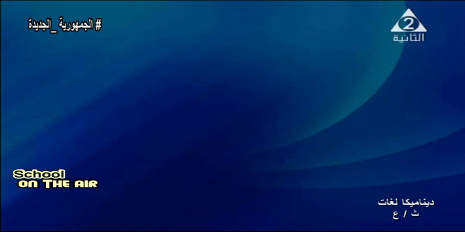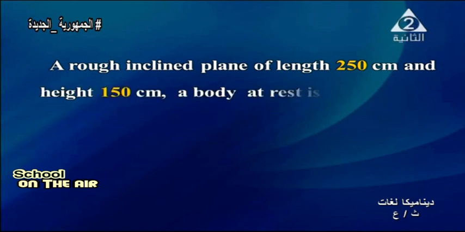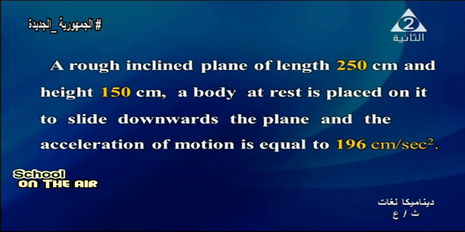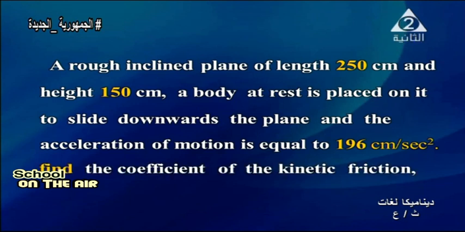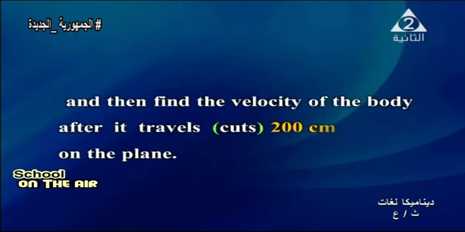Now let's start with the first example. A rough inclined plane of length 250 cm and 150 cm height. A body at rest is placed on it to slide downward the plane, and the acceleration of motion is equal to 196 centimeter per second squared. Find the coefficient of the kinetic friction and then find the velocity of the body after it travels 200 centimeter on the plane.